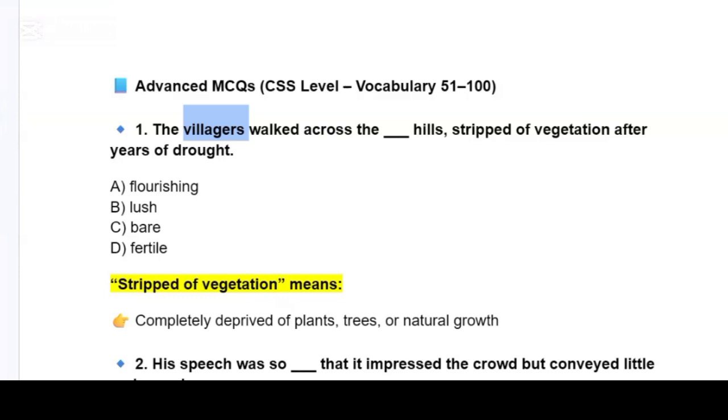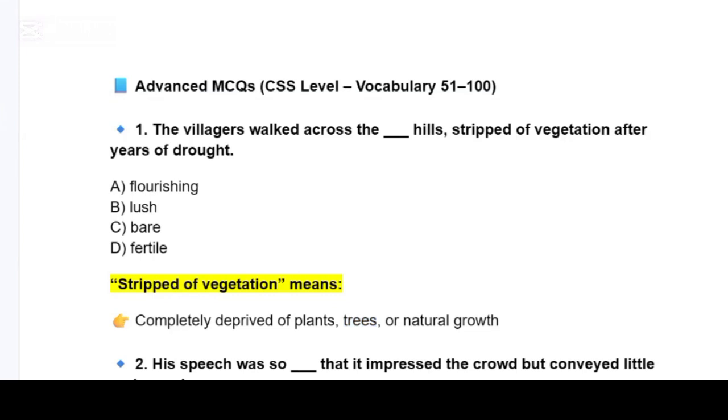We are talking about the villagers walking across the dash hills. We need an adjective here for hills. What kind of hills were there? Before answering, let me explain the complete sentence. Stripped of vegetation after years of drought. It is clear that there was drought, and stripped of vegetation means completely deprived of plants, trees, or natural growth. It means that the hills were deserted. There was no greenery, no plants, no trees to be seen there.